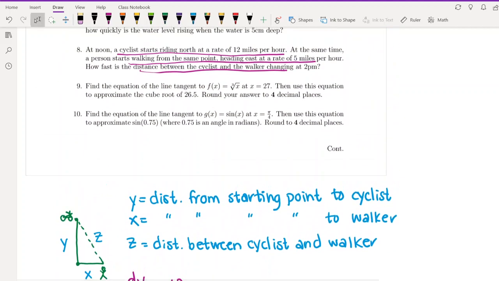So the question says, how fast is the distance changing at 2 p.m.? So that's a little different than some of the other problems we've done. We have to figure out what that tells us about x, y, and z. So how can we do that? Well, we know the speeds that they're traveling, and so we know that they've been traveling for 2 hours. And so we can use that to figure out the total distance.